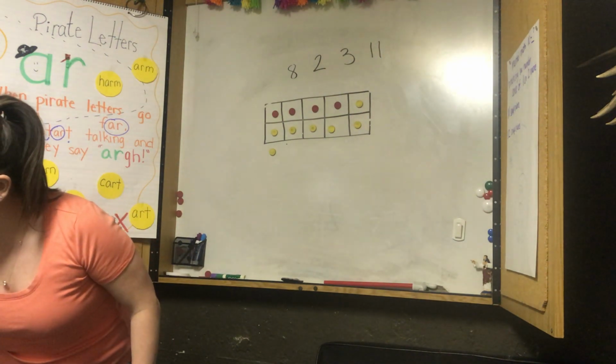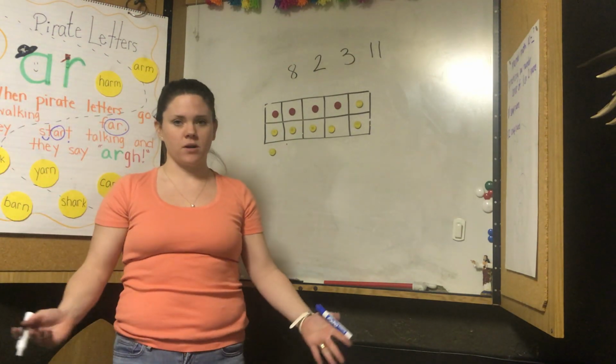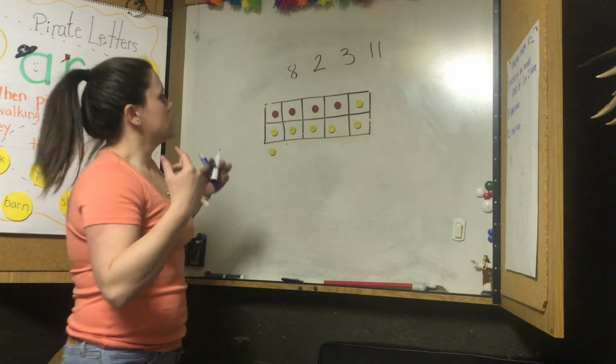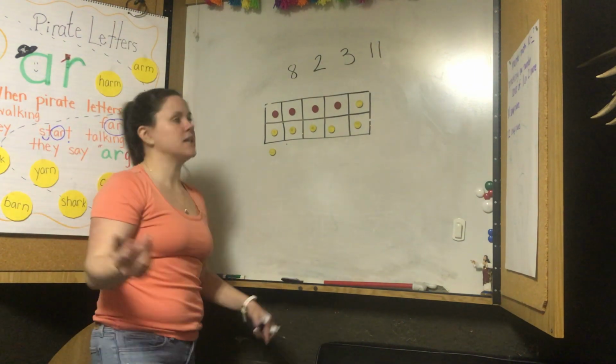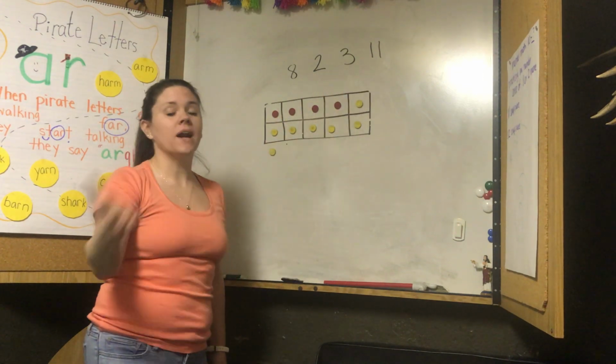Well, first, we know that all fact families have the same numbers. They have the same wholes, and they have the same parts. So, which part has to be the whole? Let's take a look. 8, 2, 3, and 11. Which part has to be the whole?